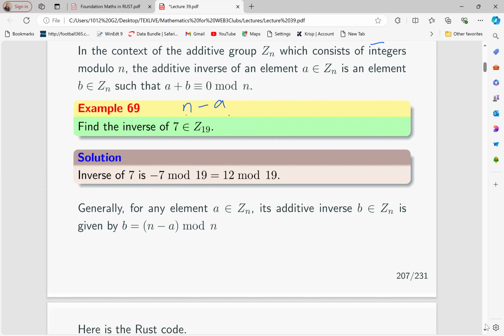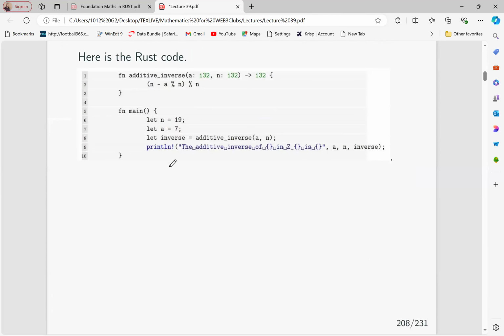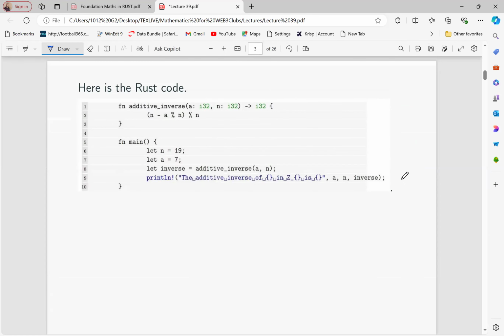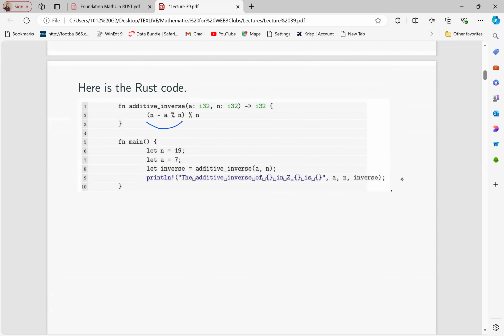Now, so that's a very short code, and it's here. I've written the code for finding the inverse in an additive group. It's just a small thing here to take care of the negative sign. Of course, you can omit this part. But if you omit it, then it will not take care of the negative sign. This is supposed to take care of the negative sign.